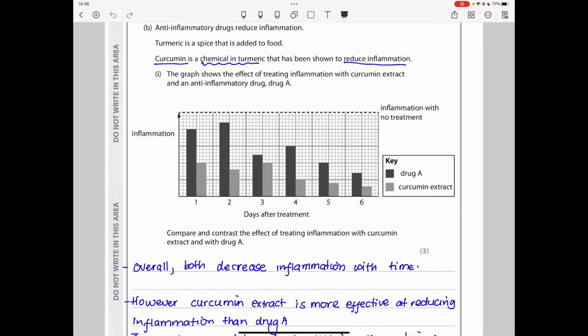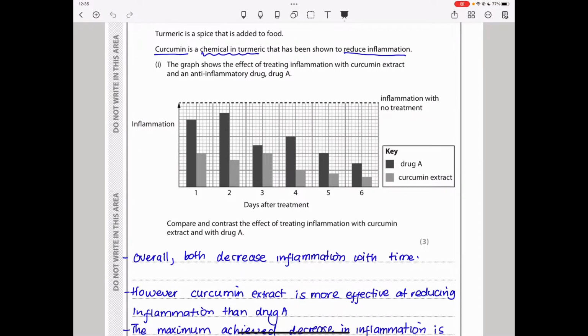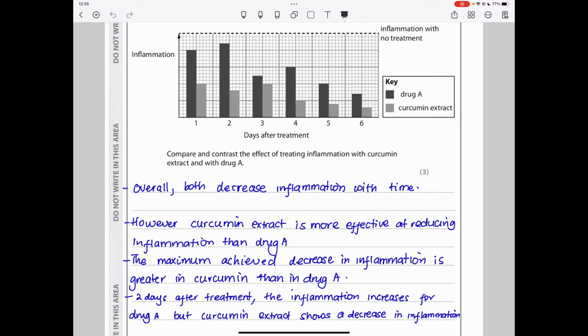So overall, we can see that the curcumin extract has a greater ability to bring down the inflammation in comparison to drug A. As you look at this data, you can see that after day 6, it had the greatest decrease in comparison to drug A. So the first question says, compare and contrast the effect of treating inflammation with curcumin extract and with drug A. When they ask you to compare and contrast, they want you to talk about the similarities as well as the differences.